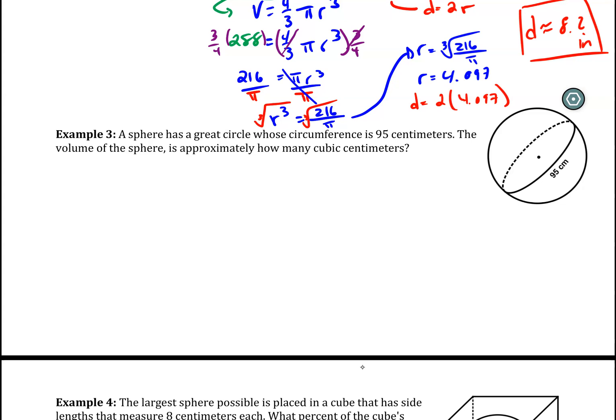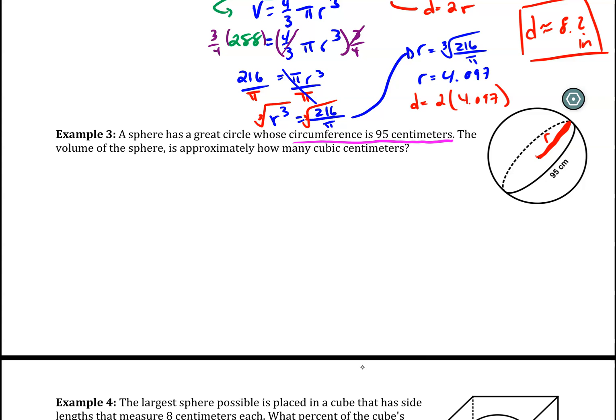All right, example number 3. Just like the other types of questions, sometimes they give us the information in an alternate form. So they give us the circumference of the figure, and they ask for the sphere. In order for us to do this, we still need the radius. So we still need to know what the radius is. We need r. So we have to work backwards to get that.